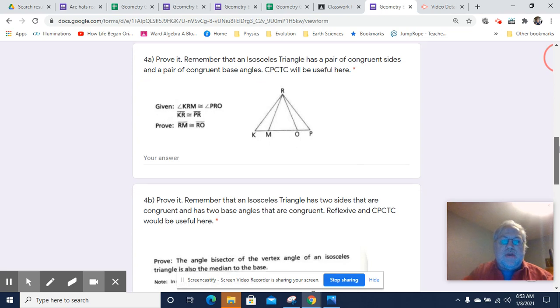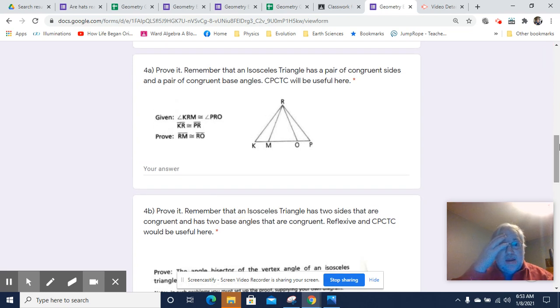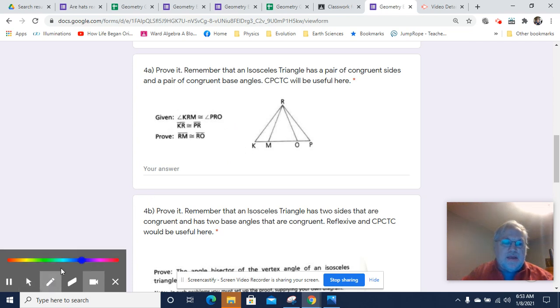So here are the two things you need to prove. 4A says that we are trying to prove RM and RO are congruent. Now we've been given angle KRM and angle PRO. So let's label the things we've been given as congruent. We've been given this angle and this angle.